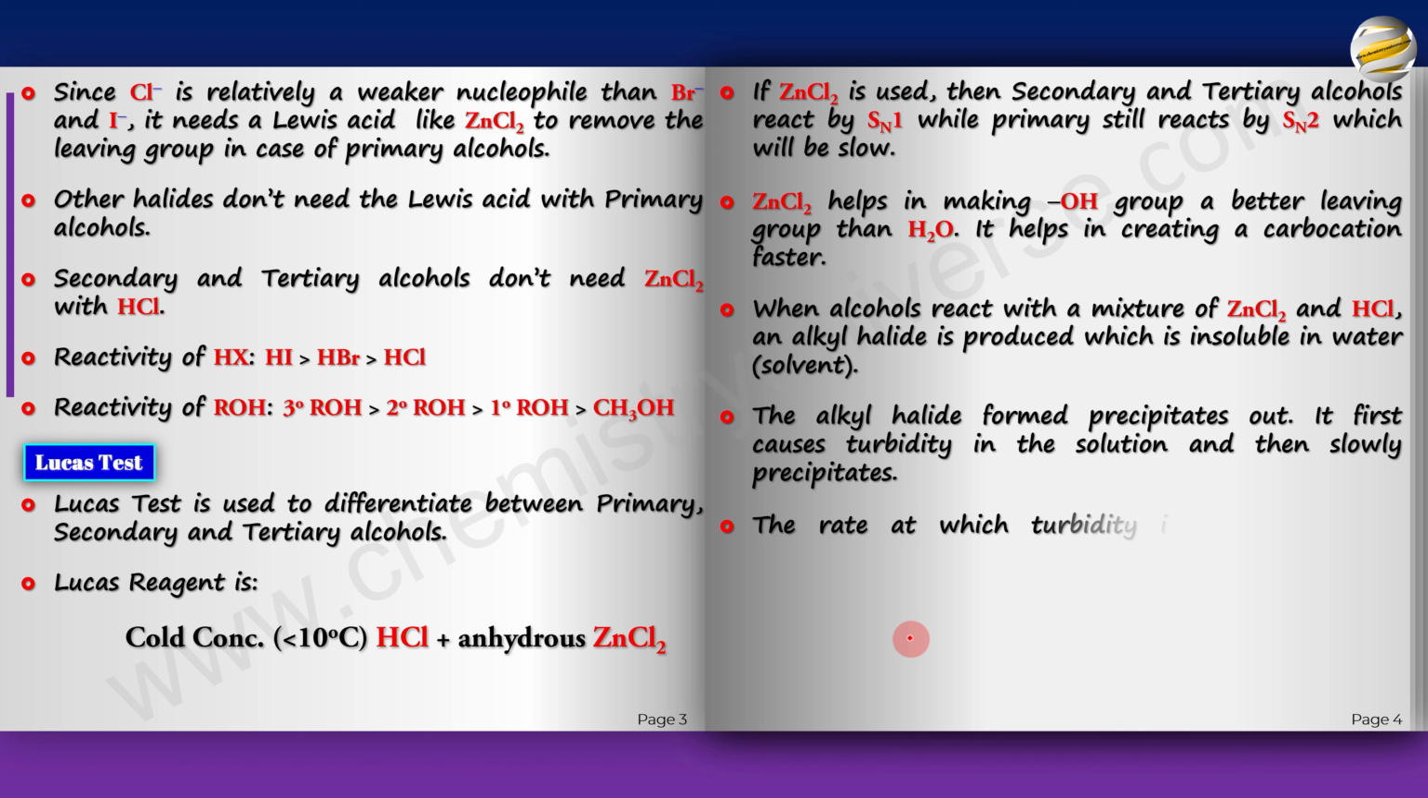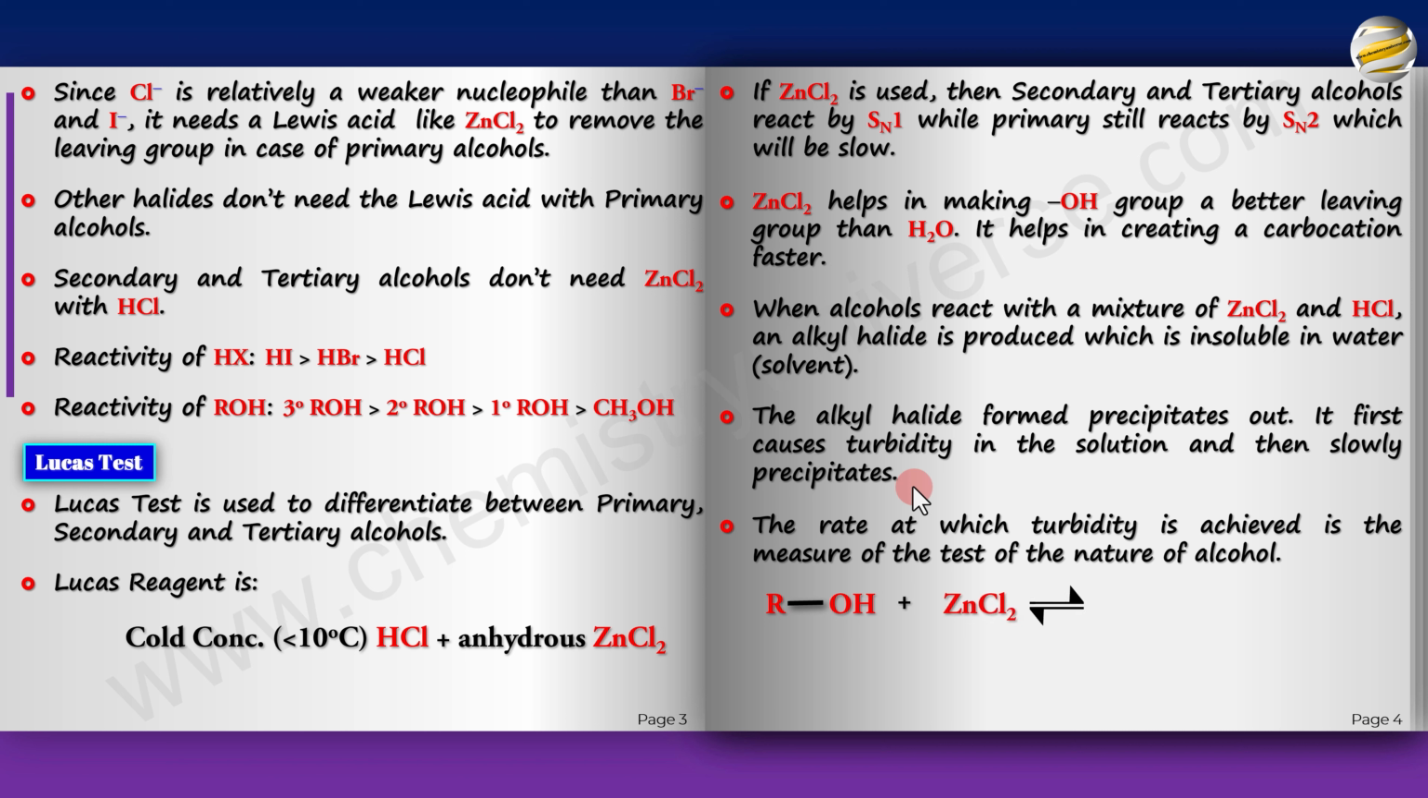The rate at which turbidity is achieved is the measure of the test of the nature of alcohol, as I said in the beginning. So now let's see how zinc chloride helps. So you have ROH, you have zinc chloride. The lone pair of O forms a coordinate bond with zinc because zinc chloride is a Lewis acid, and you will get an intermediate like this.